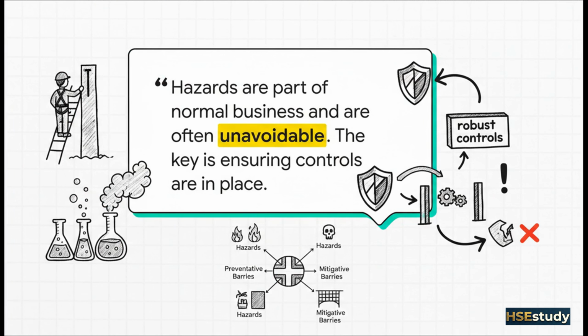And this right here is the crucial point. Hazards don't cause accidents. Uncontrolled hazards do. The goal is never to eliminate every single hazard. In most industries, that's just impossible. The goal is to prove that you have robust, effective controls in place to manage them, and Bowtie is one of the best tools out there for doing just that.